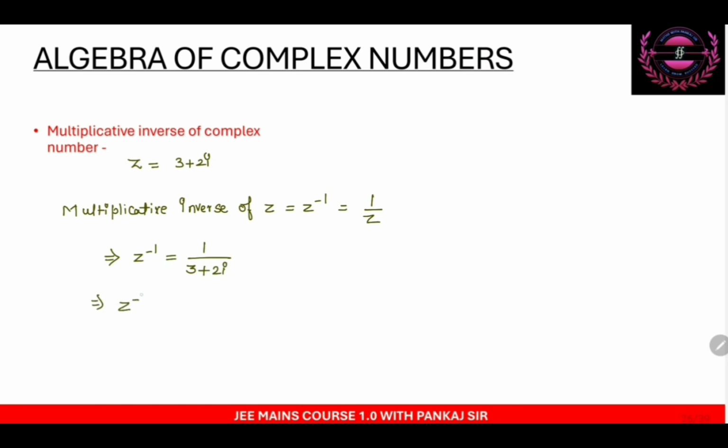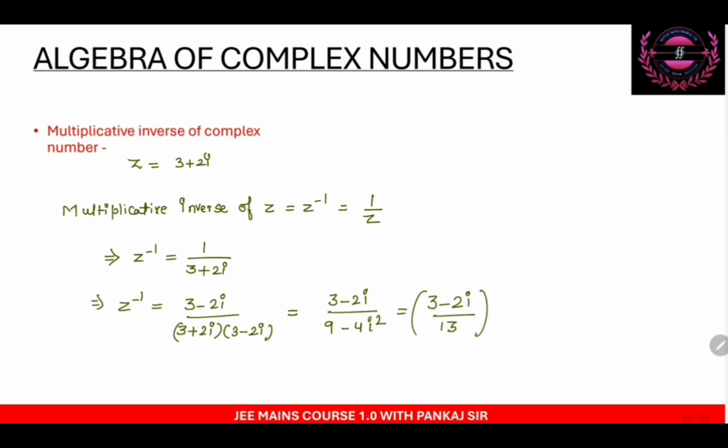And further, if I rationalize this, z inverse is (3 - 2i) upon (3 + 2i)(3 - 2i), which gives us (3 - 2i) divided by a square minus b square, which is 9 minus 4i square, and finally we get (3 - 2i) upon 9 + 4, 13. So this is z inverse, which is known as the multiplicative inverse of a complex number. Now let us solve some questions, and then we will end this session.